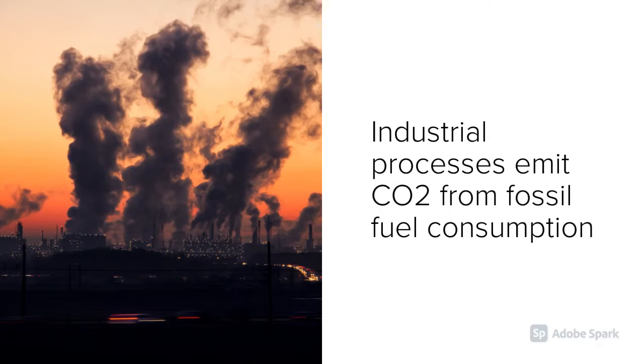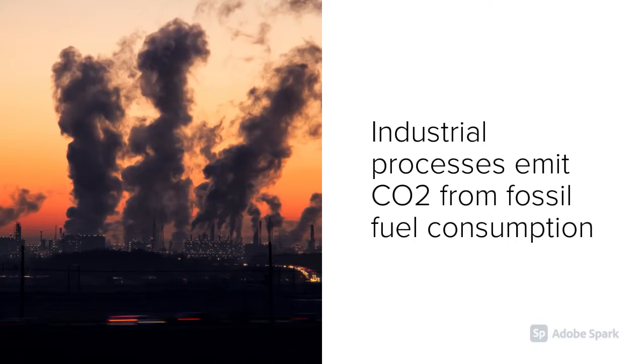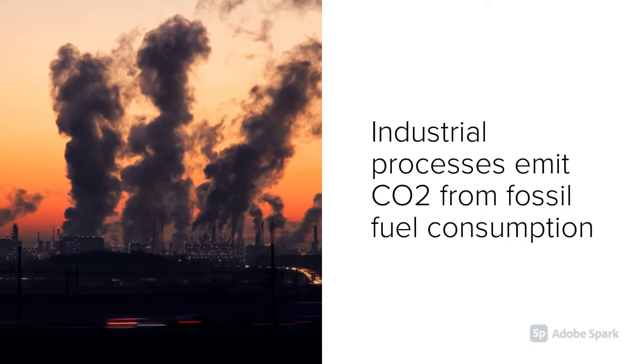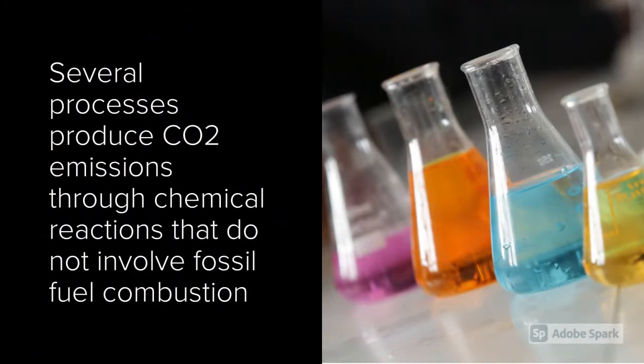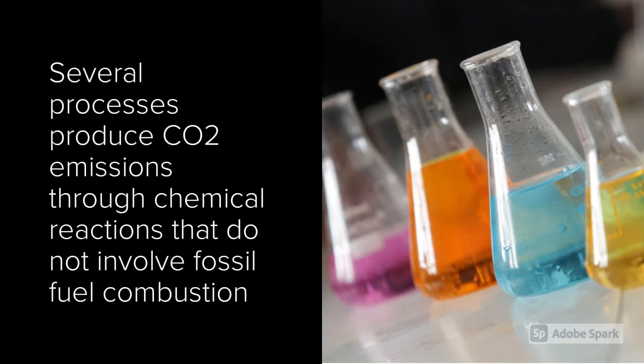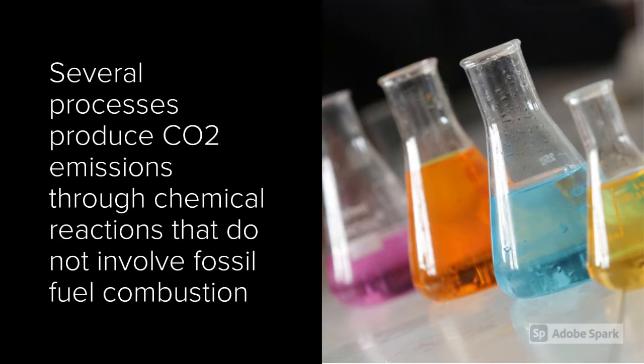In 2019, fossil fuel combustion in industrial processes generated about 16% of total U.S. CO2 emissions and about 13% of total U.S. greenhouse gas emissions. Many industrial processes also use electricity, which indirectly results in CO2 emissions. Several processes also produce CO2 emissions through chemical reactions that do not involve combustion. A couple of these examples include the production of mineral products such as cement, the production of metals such as iron and steel, and the production of chemicals.